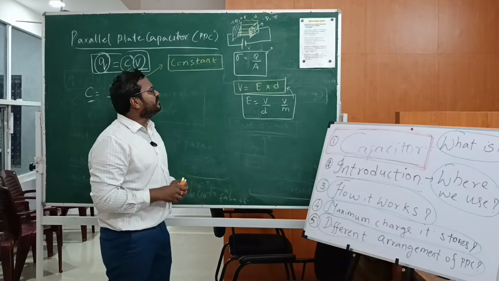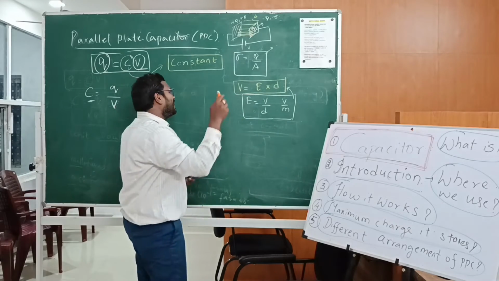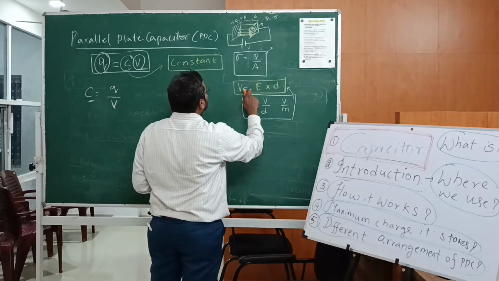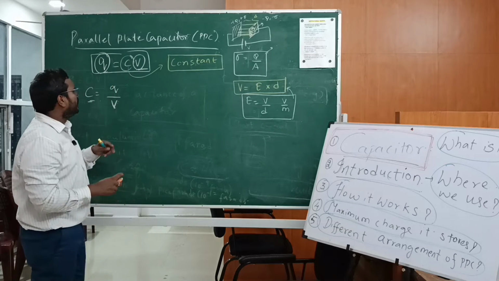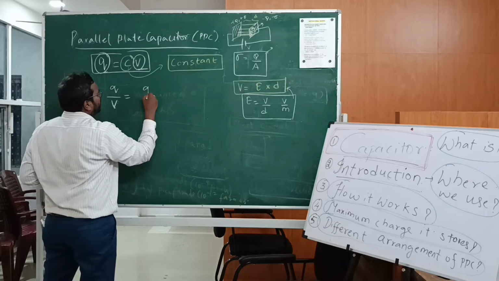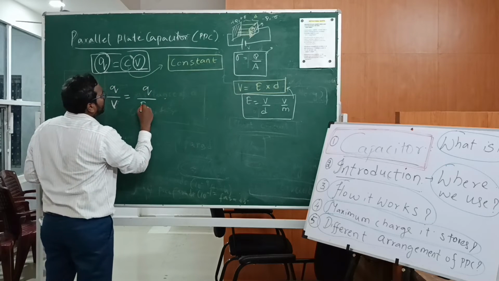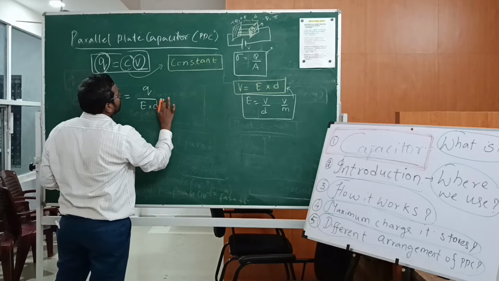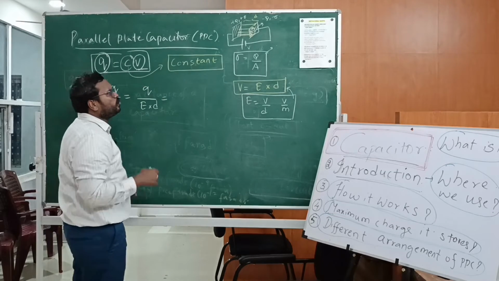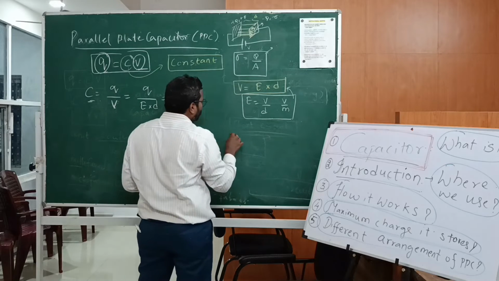And the potential is defined as what? E into D. We take it as minus here, but we are neglecting the sign convention. So here, what is Q by V? Electric field into distance. What is the electric field between two parallel plate capacitors? I want you to think about it.